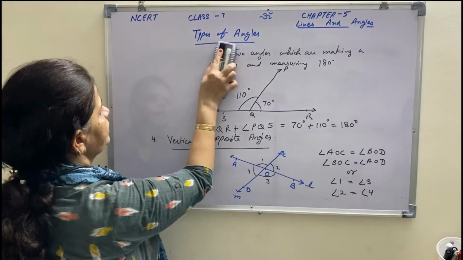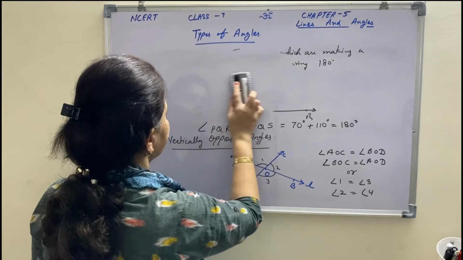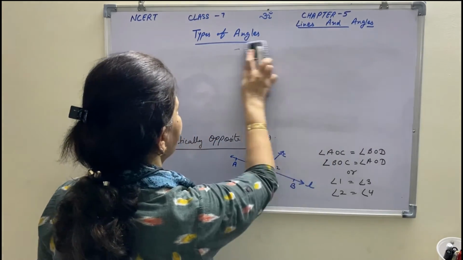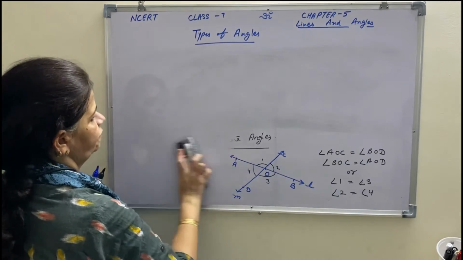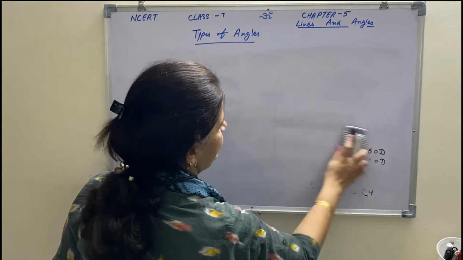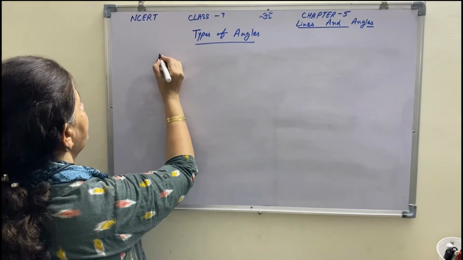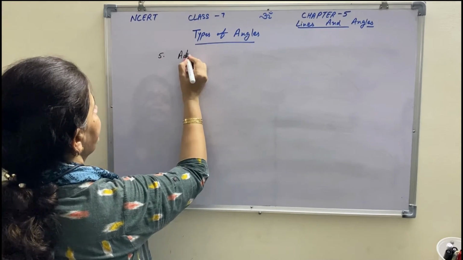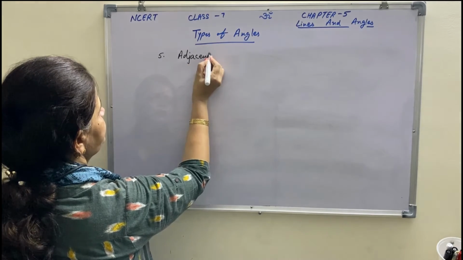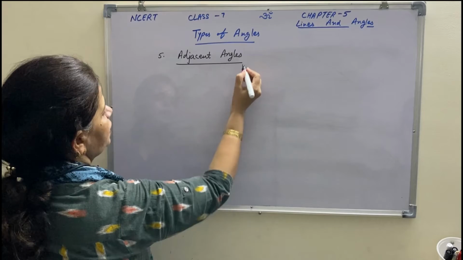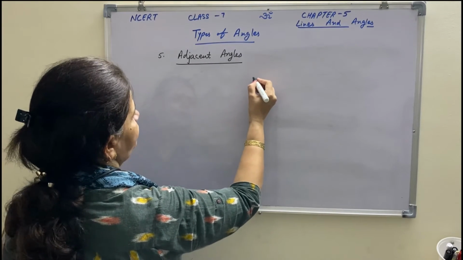The last type of angles which we will do in this topic are adjacent angles. What are adjacent angles that we will do? Adjacent angles, as is clear from the name, are adjacent to each other. And what are the properties? First, we draw a figure, and adjacent angles are these kinds of angles.